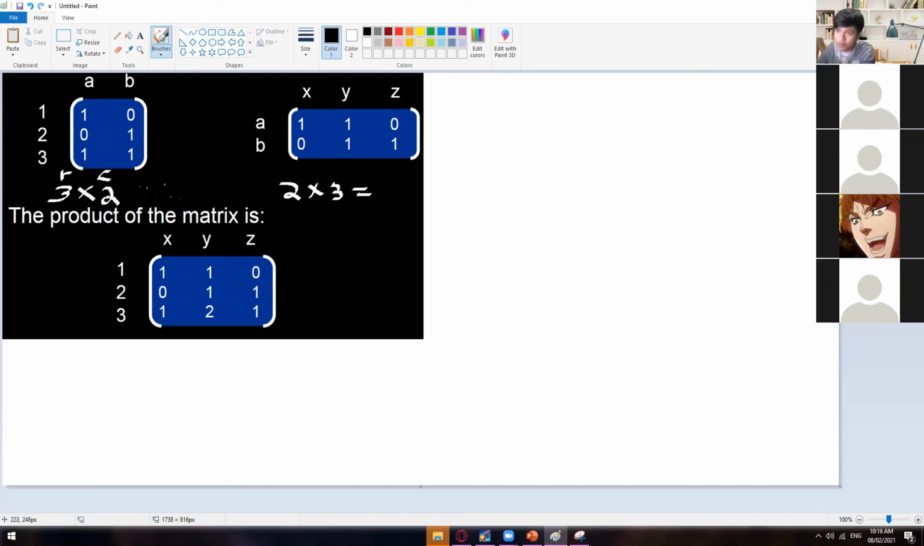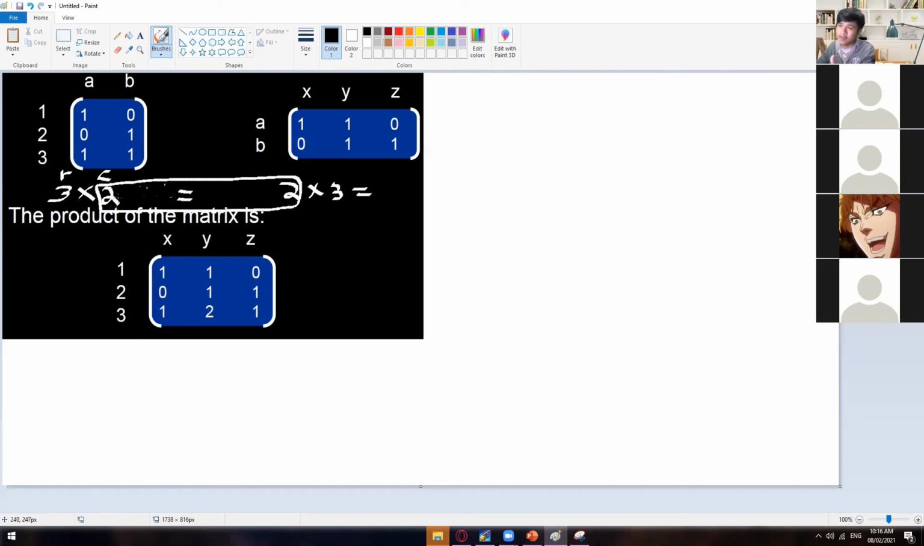All right. So from here, you have to check the size of your column from the first relation or first matrix to the row of the second matrix. Those two should be equal with each other. If they are not equal, then you won't be able to get the product of those two matrices.